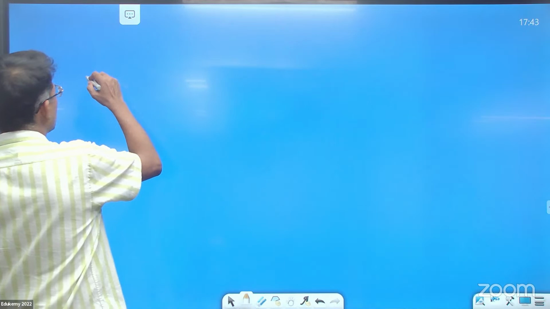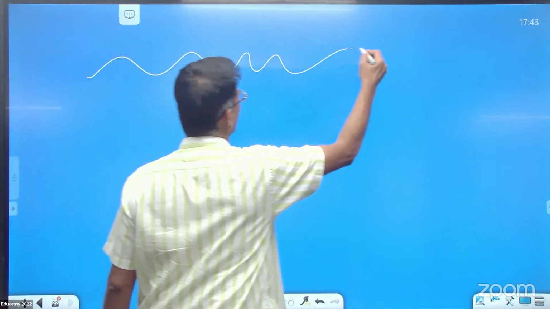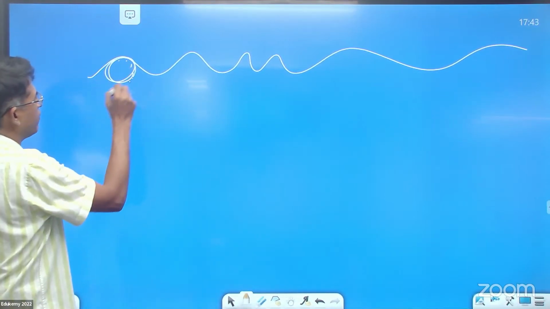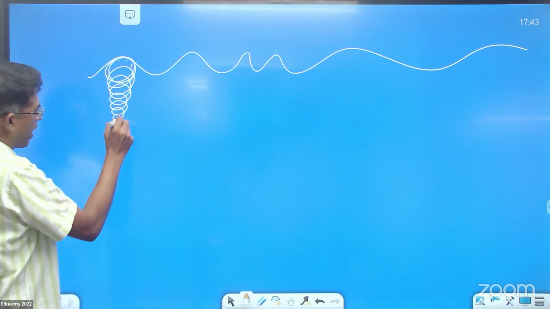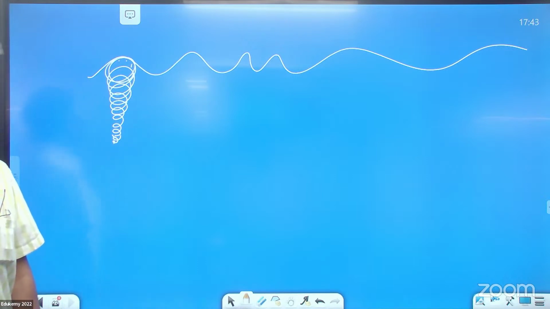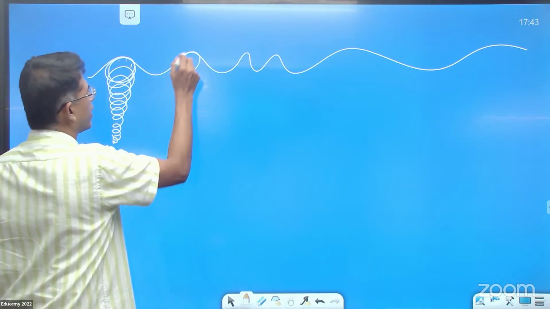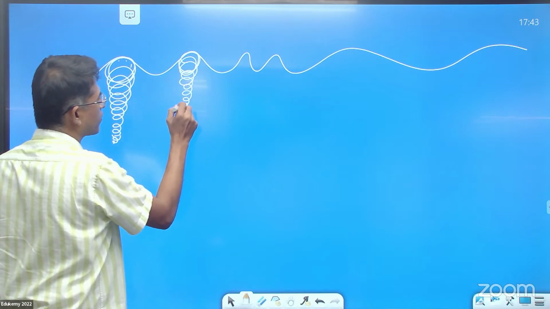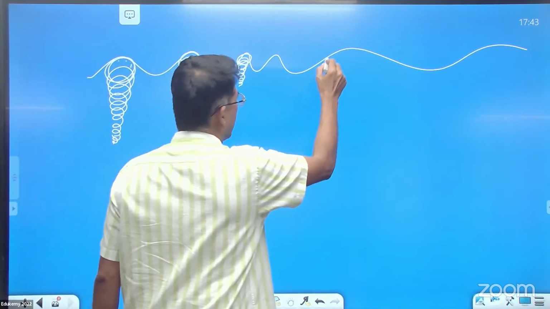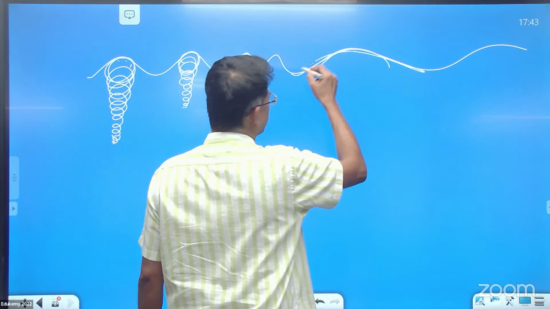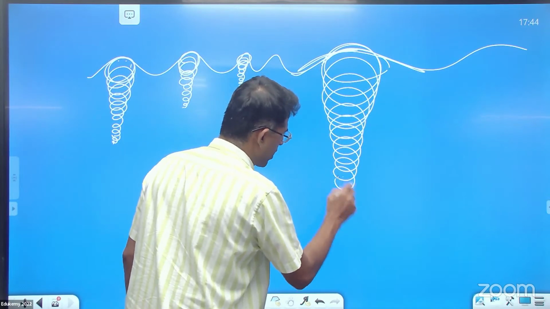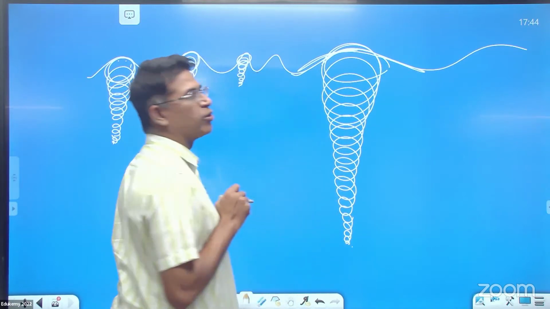Now see, whatever ocean waves we have, the ocean waves are always particles that have circulation paths. They oscillate on circulatory paths. If this is the wave, in this wave the particle will rotate like this, following a circulatory path, and at some depth the motion becomes zero.